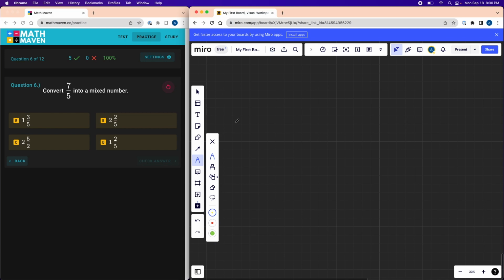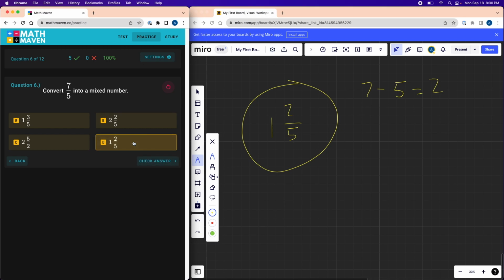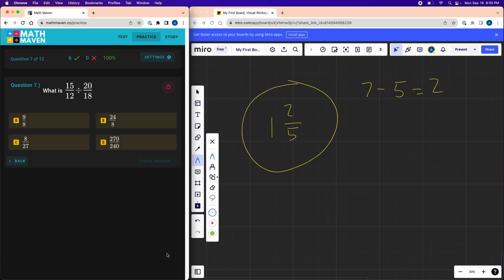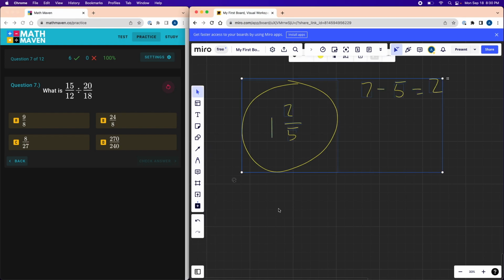We ask ourselves, how many times can 5 go into 7? Well, it can go in 1 time, and that would be a total of 5. We had 7 to start off with, so 7 minus 5 equals a remainder of 2. So we will have 2 left over, put that back over the original 5, and our total answer is 1 2/5. That happens to be option D there, so we will check that, and it turns out to be the right answer. So we will move on.